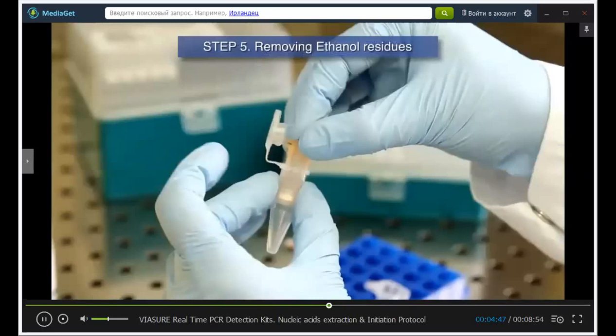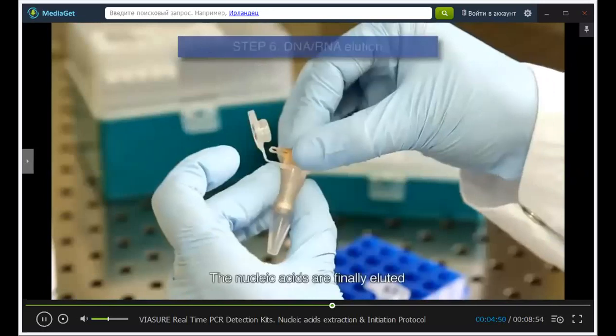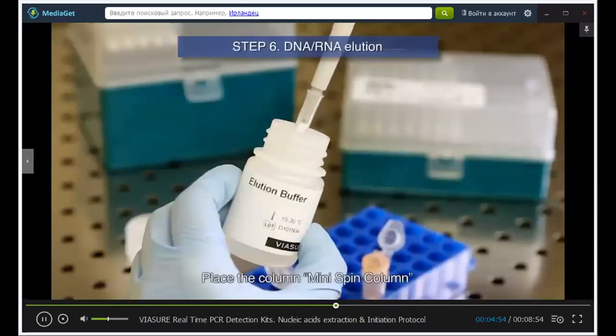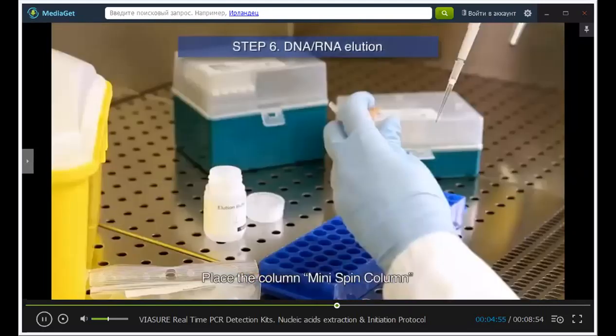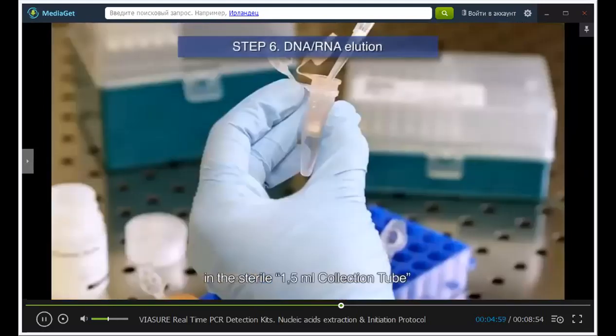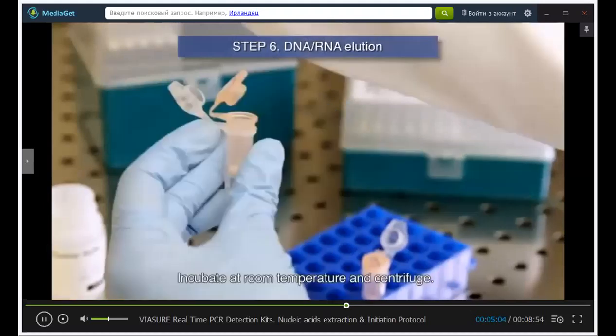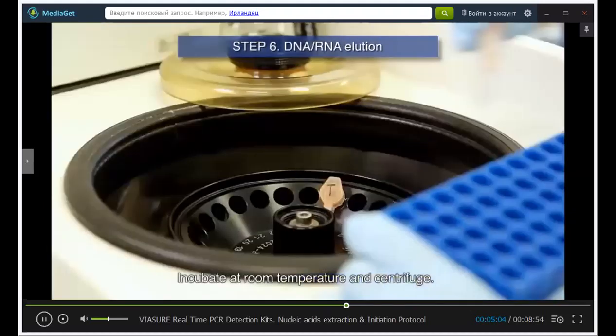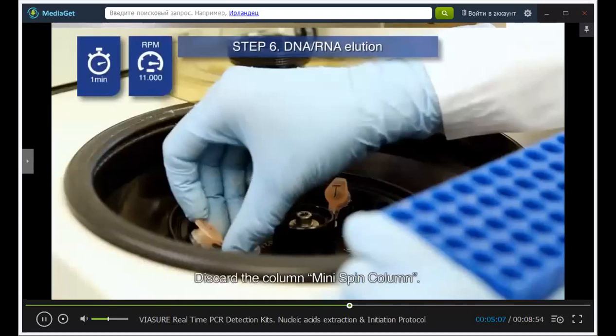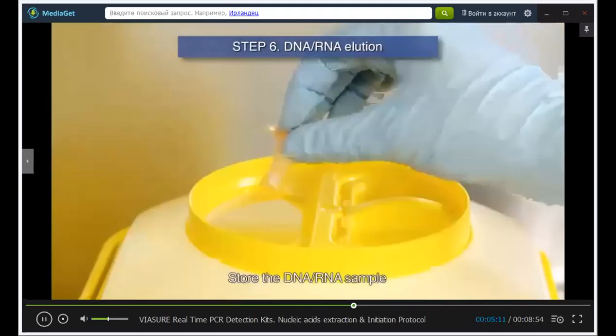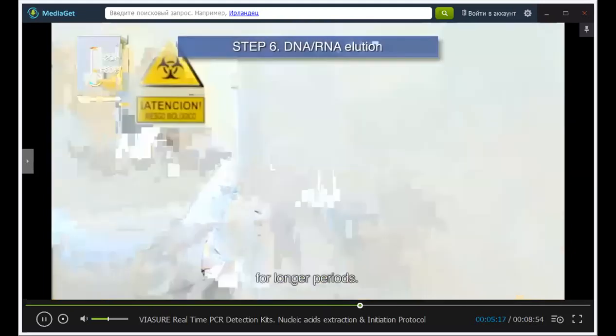The nucleic acids are finally eluted from the membrane using elution buffer. Place the mini-spin column in the sterile 1.5 milliliter collection tube. Add elution buffer preheated at 65 degrees. Incubate at room temperature and centrifuge. Discard the mini-spin column. Store the DNA, RNA sample at 4 degrees for immediate use or preserve from -20 to -80 degrees for longer periods. The sample is ready for the next area.